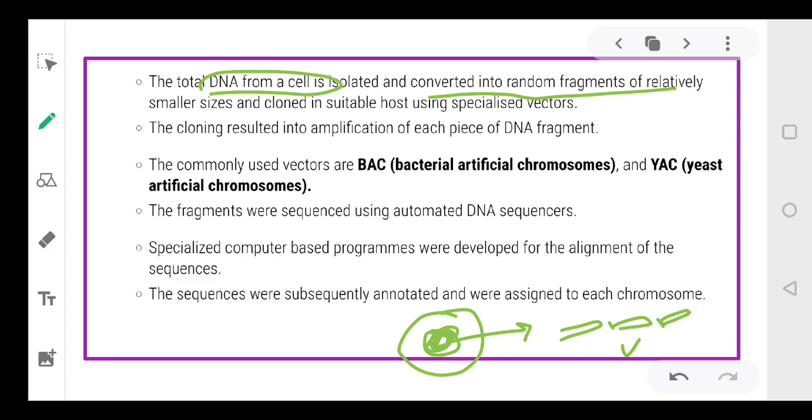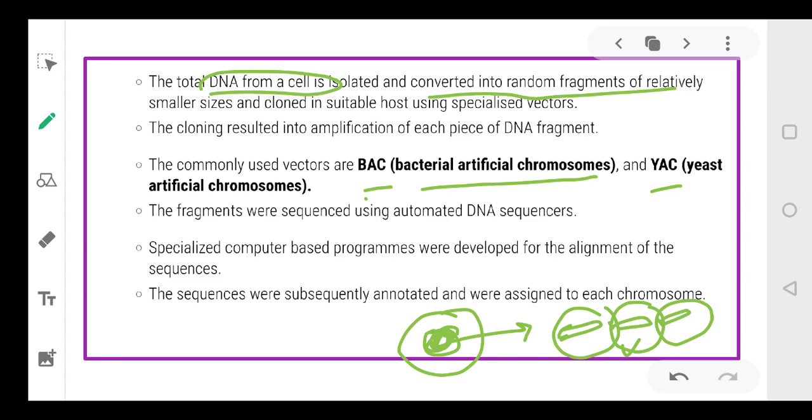The cloning of these specific sequences will take place, which we call amplification, right? So this small sequence of DNA will be inserted into the host using special vectors, and then this particular sequence will be cloned and amplified. The commonly used vectors are BAC and YAC. BAC means bacterial artificial chromosome. As I said, these small segments of DNA will be introduced into the special host using vectors, and the vector we will be using is BAC, that is, the bacterial artificial chromosome. What do we call it?